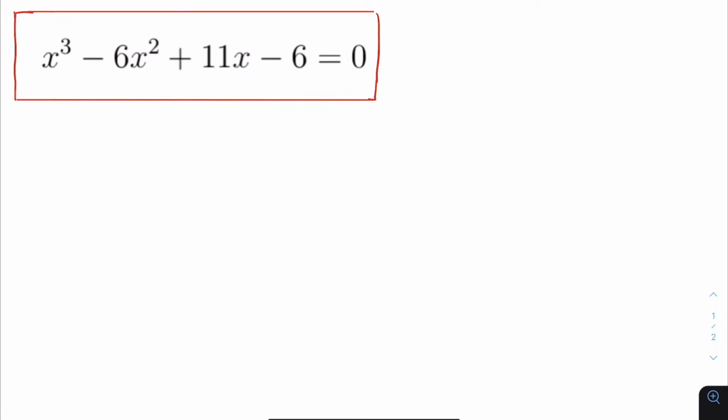Hi guys, so in this video we're going to be learning how to factorize and solve cubic equations. In this case we have x cubed minus 6x squared plus 11x minus 6 equal to 0, and we have to solve for x.